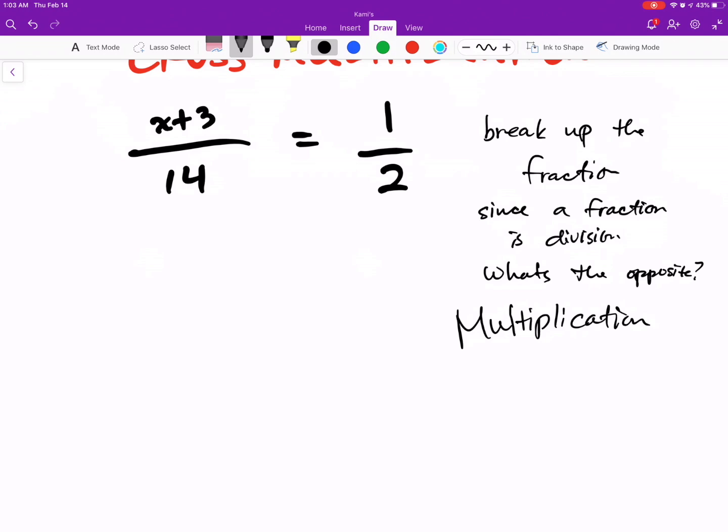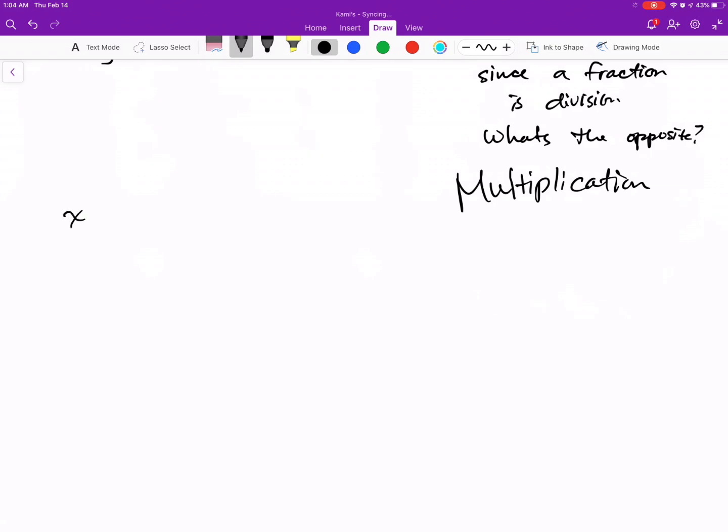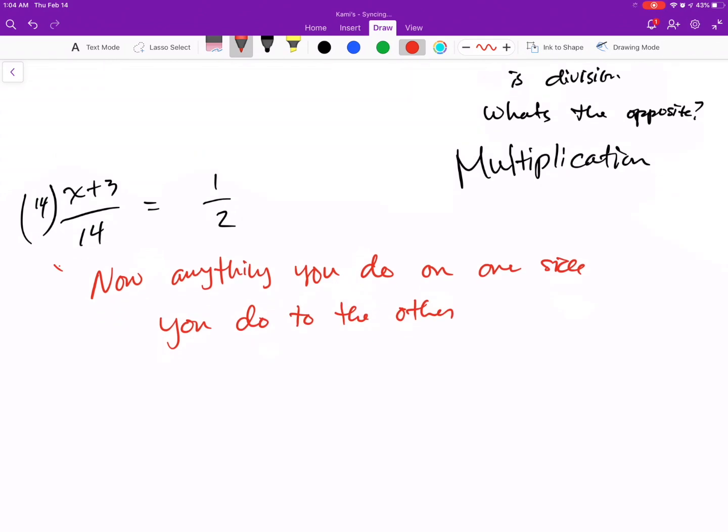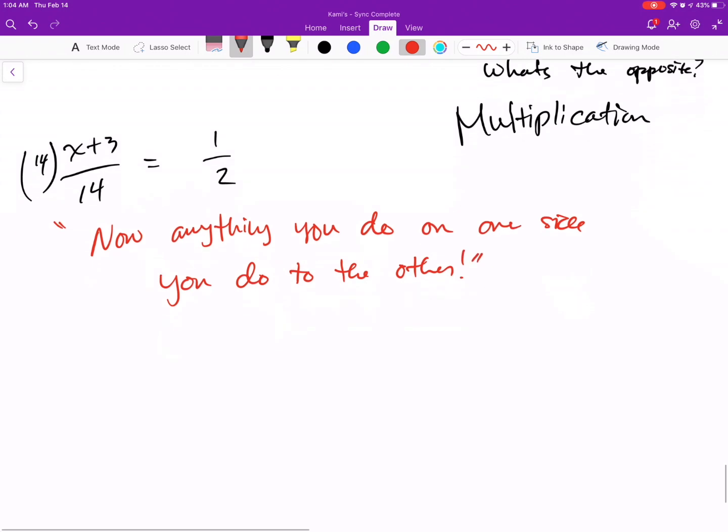So, if I have x plus 3 divided by 14, how do I get rid of the 14 on the bottom? I multiply by 14. So I have x plus 3 over 14 equals 1/2. And I'm going to multiply by 14 on this side. Now, anything you do on one side, you do to the other. Alrighty, this is an important phrase. What you do on one side, you do to the other. Okay, if I multiply 14 on one side to keep the equality, I multiply 14 on the other side.